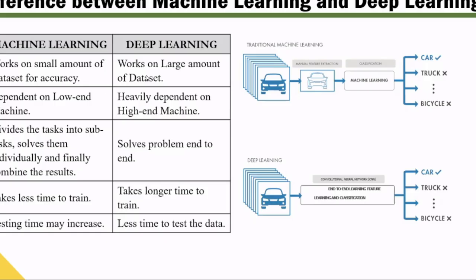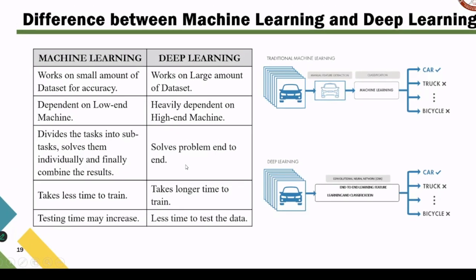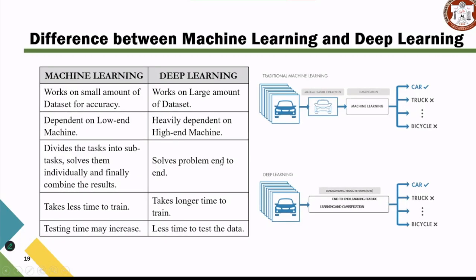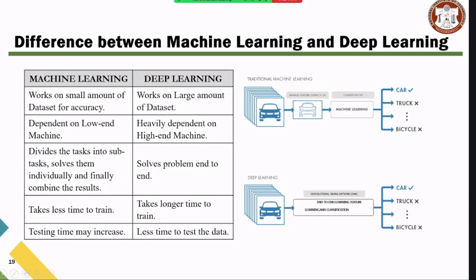But deep learning is heavily dependent on high-end machines like high performance computing, GPUs, Google Colab kind of environments. Also, in machine learning, it divides the task into subtasks, solves them individually, that is locally, and finally combines the results together. But in deep learning, we solve the problem end to end. The whole problem is going to be processed in a parallel manner.